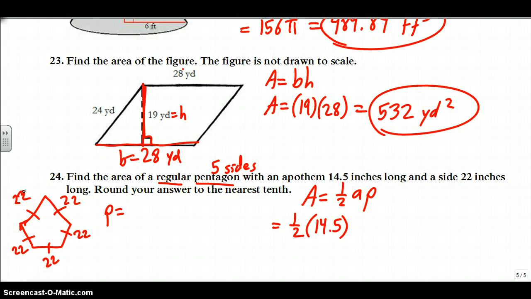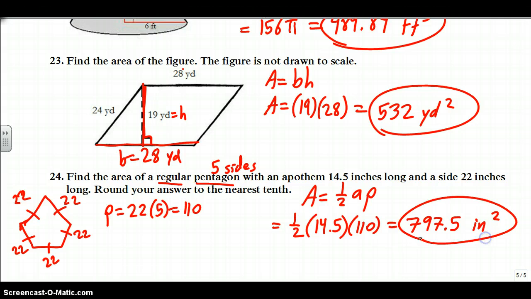So you just basically take 22 times 5 to get the perimeter. 22 times 5, which is 110. So then we just multiply that together. 14.5 times 110 divided by 2. You get 797.5, and this is square inches because we're talking about area.